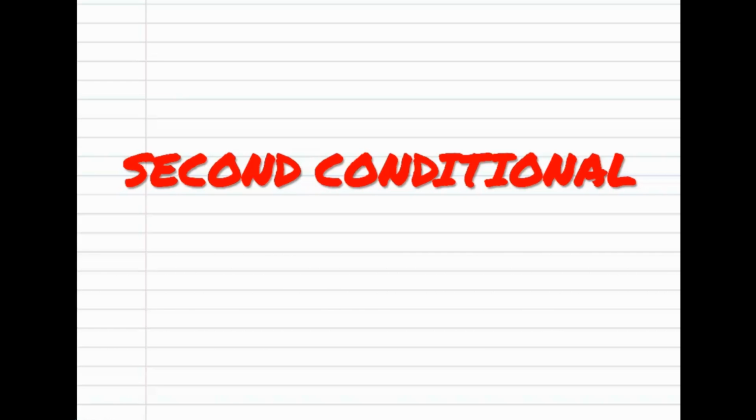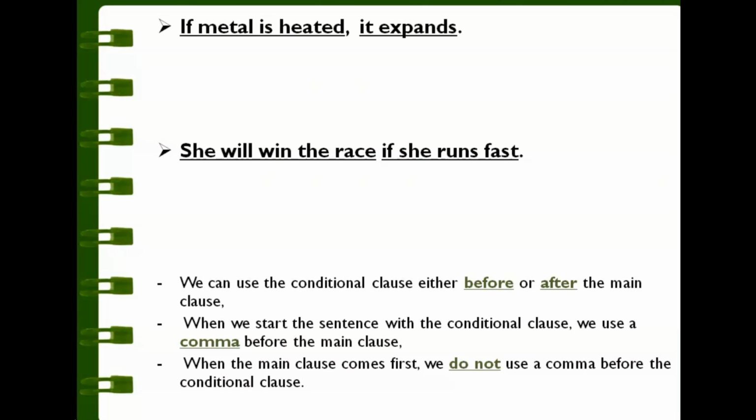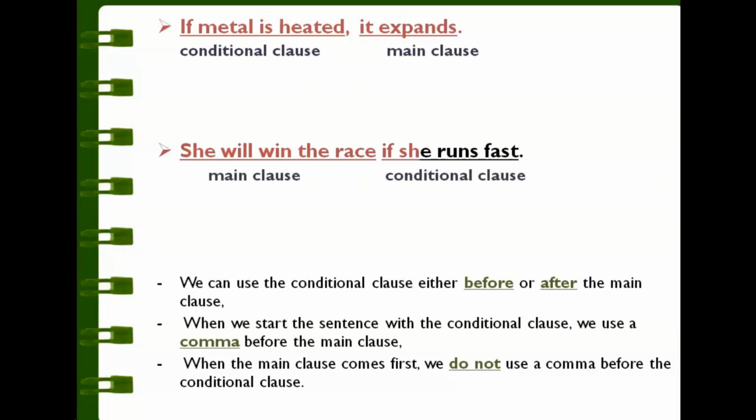The dependent clause includes the condition, and we started with if, so we call it the conditional clause or the if clause. The independent clause introduces what happens under that condition, and it is the main clause of the conditional sentence. Let's remember, we can use the conditional clause either before or after the main clause. When we start the sentence with the conditional clause, we use a comma before the main clause. When the main clause comes first, we do not use a comma before the conditional clause.